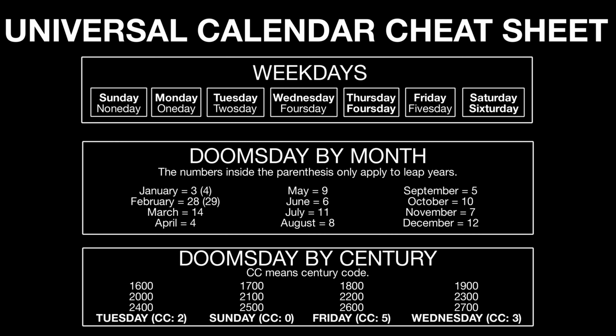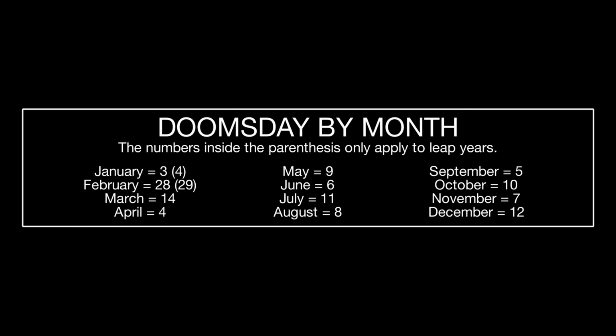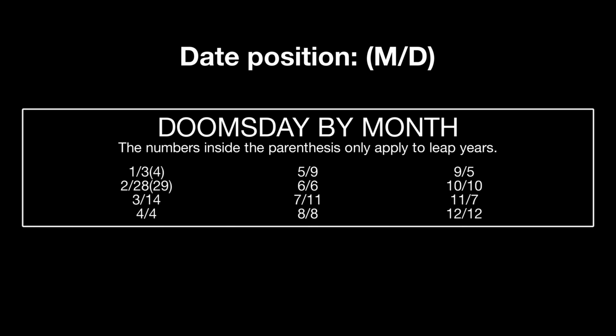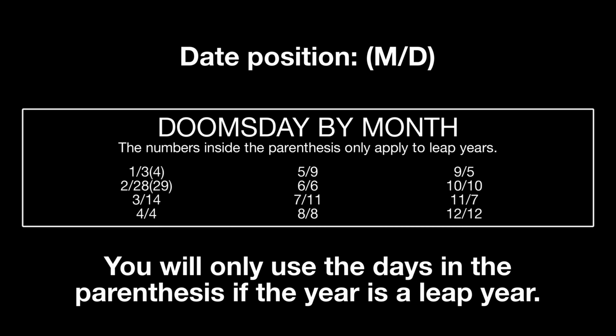Here's the universal calendar cheat sheet, where we get to know all the codes of the doomsday. We have the weekdays, the doomsday of the month, and the doomsday of the century. It requires memorization of all of them. But let me simplify the doomsday of the month for you for easier memorization. This turns into this, where you memorize the numbers instead. Please note that all the days inside the remainder are only applicable to leap years only. Now we have all we need to figure out the doomsday for any year.